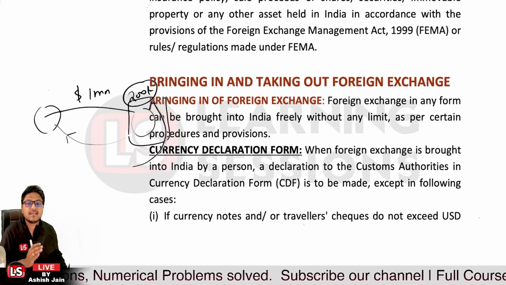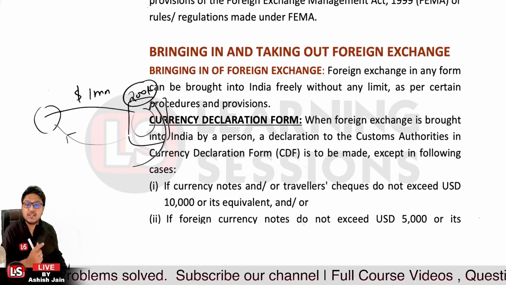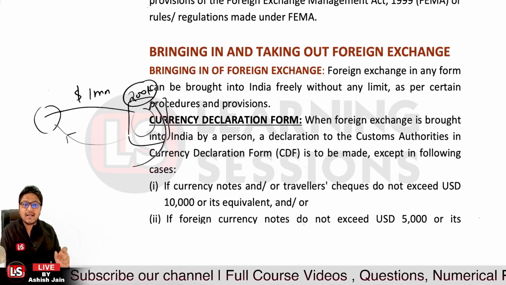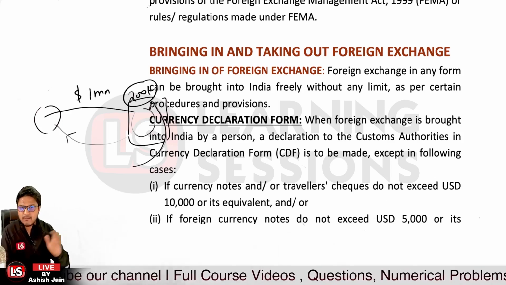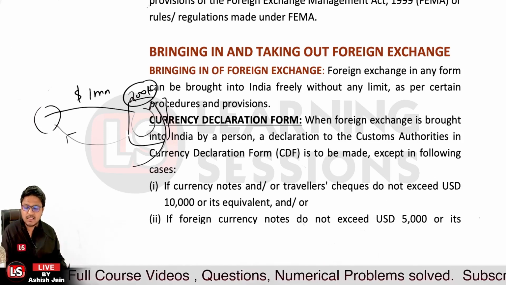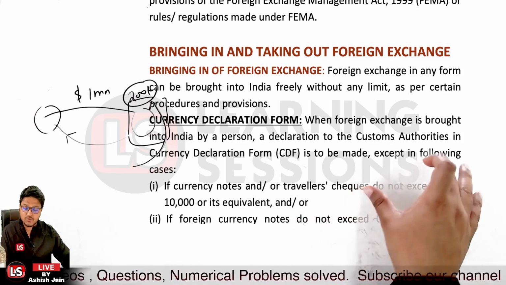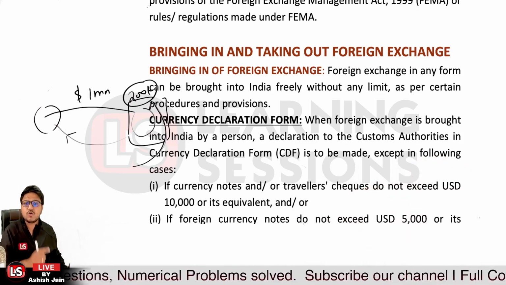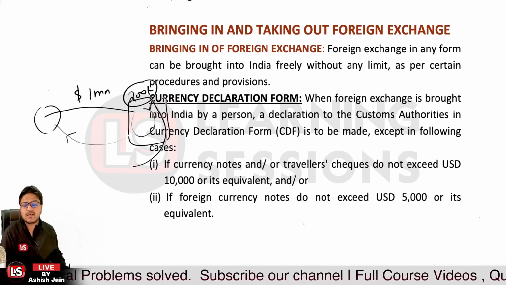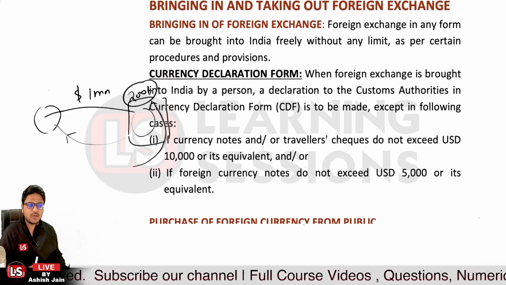and it is to be made except in the cases where the currency notes and traveler checks do not exceed USD 10,000 or its equivalent. I'm talking about the currency notes and the traveler checks over there. If the combination of both is there, in that particular case, if the amount is not exceeding 10,000 USD, the CDF form is not to be given to the customs authorities. And also if the foreign currency notes do not exceed USD 5,000 or its equivalent, in that case also the CDF form is not to be submitted. Okay, so that's the case.